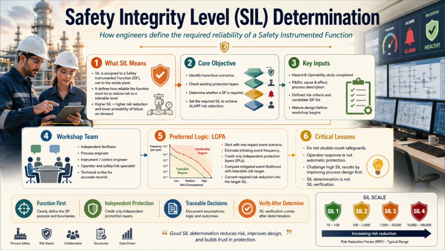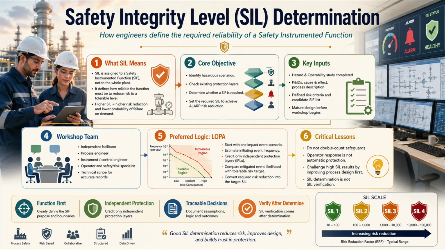A risk graph uses consequence, exposure, possibility of avoiding the hazard, and demand frequency. It can be useful when numerical data are limited, but its categories and calibration factors must be defined carefully. Slightly different interpretations of exposure, avoidance, or demand rate can shift the integrity result significantly.